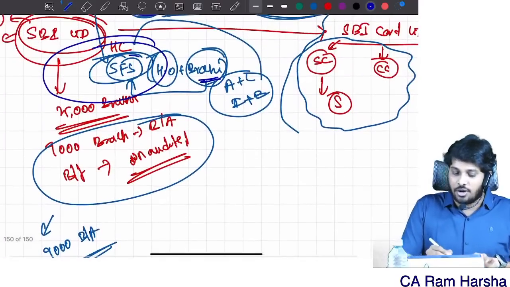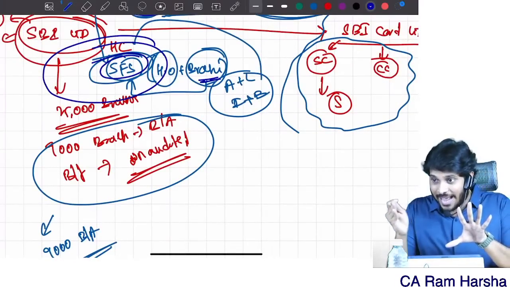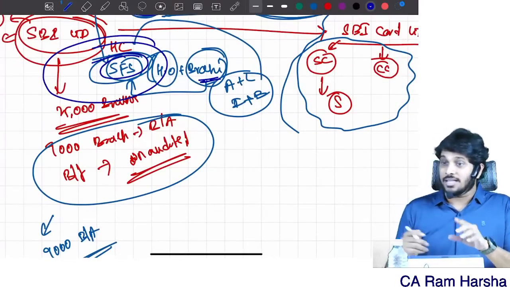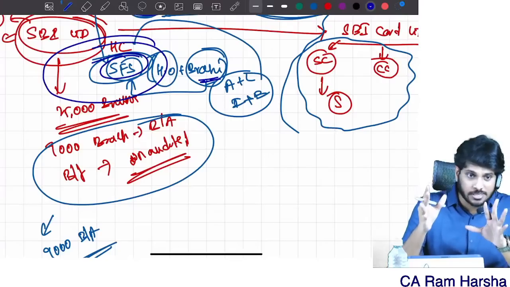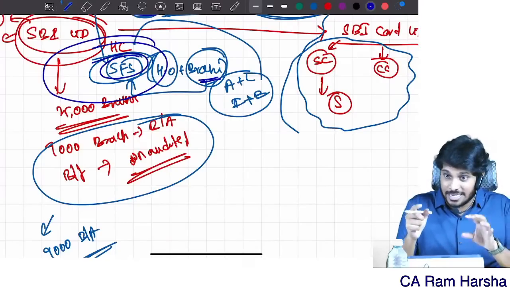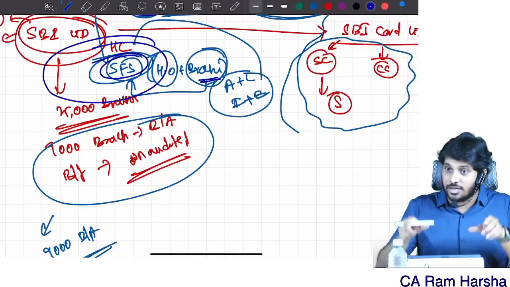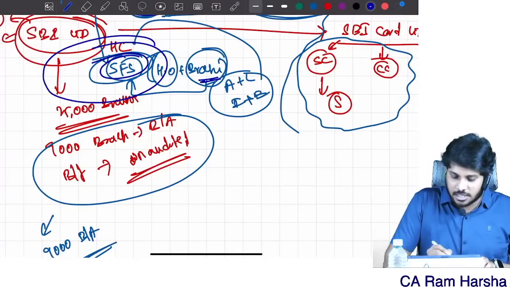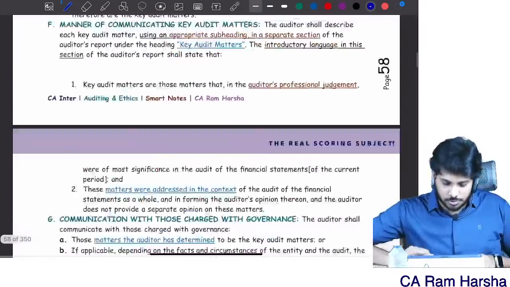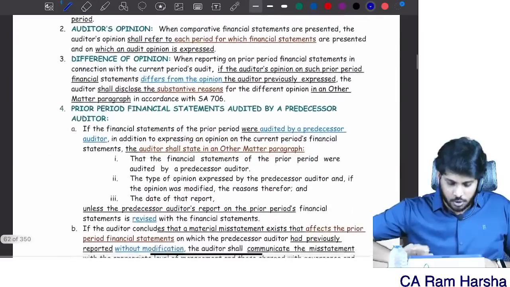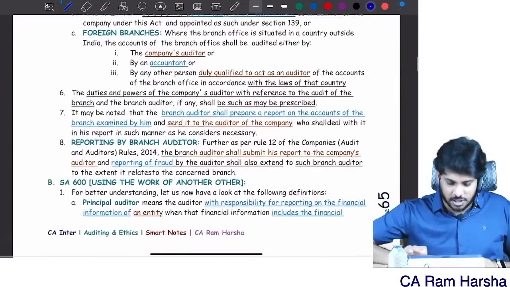In standalone financials, component means other branches and divisions. That is why you have a concept called branch accounts and audit discussion. Inside that, who is a principal auditor, who is another auditor, who is a component auditor, like that there is a discussion. You see that discussion, I will show you. So you have a discussion on branch accounts and audit.